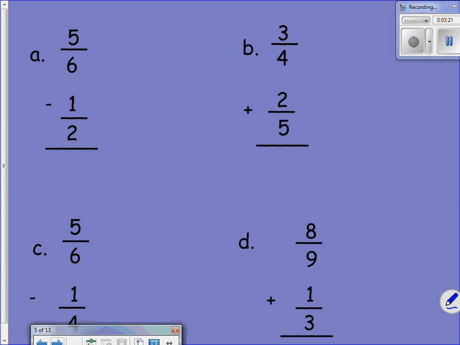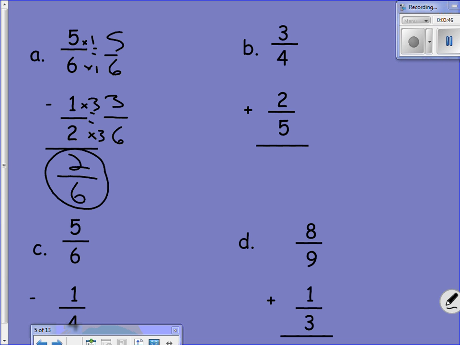Now I'm subtracting these. Nice thing, they're already stacked up. Let's take a look here. 2 and 6, they both go into 6. Times 1 gives me 5. Times 3 gives me 3. 5 is larger than 3, so my answer is 2/6.